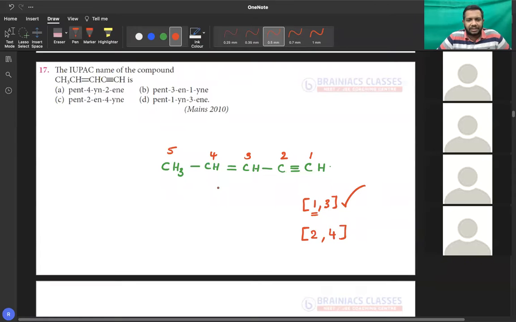So what is the name? The parent chain has 5 carbon atoms, so I will put pent. Now we know that ene and yne are present. Alphabetically, ene will come first. So pent-3-ene, and at the first position you have yne. So the answer is pent-3-en-1-yne. Is there any answer like that? Yes, pent-3-en-1-yne. Option B should be the correct answer. Are you getting it the same way?